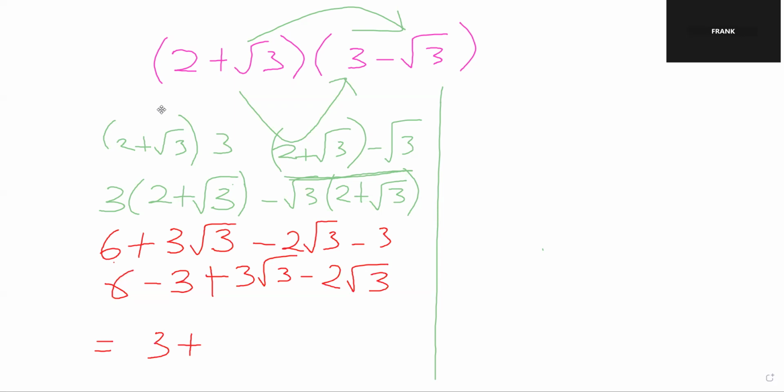Subtract 2 minus 3. They are like sets, so subtract the numbers multiplying. 3 minus 2 is 1. So 1 root 3, but you don't write the 1. If you have root 3, it means 1 root 3. So just write 3 plus root 3. And that ends the solution to this.